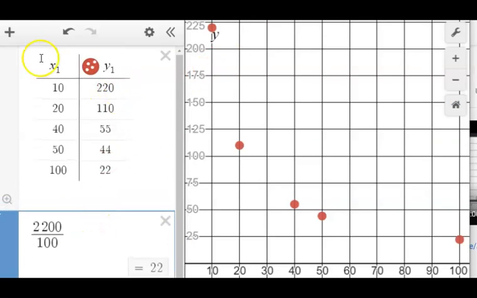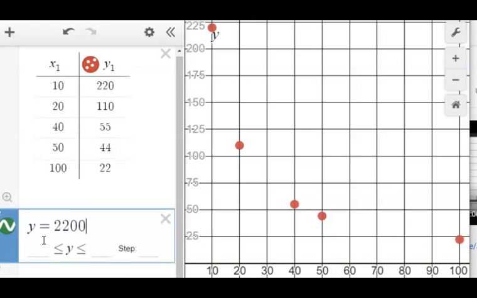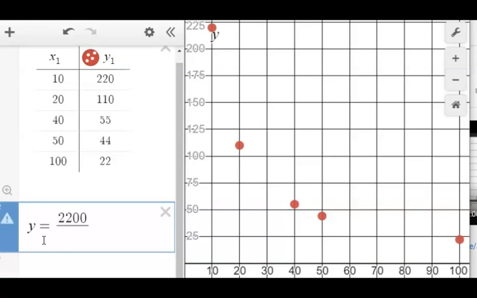Well, you may notice we divided these. We divided 2,200 by these values to get our y value. So that is your function. Your function is y equals, or f of x equals, 2,200 divided by x. And so you'll notice that function just appeared on top of my graph.